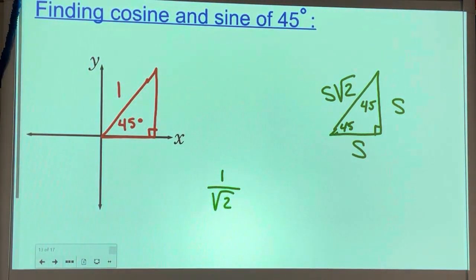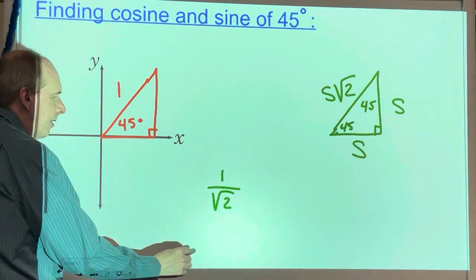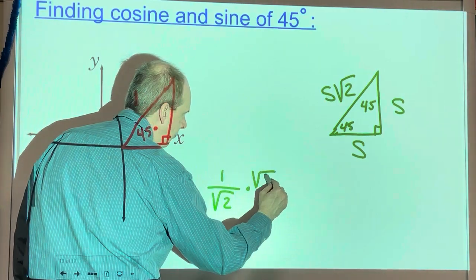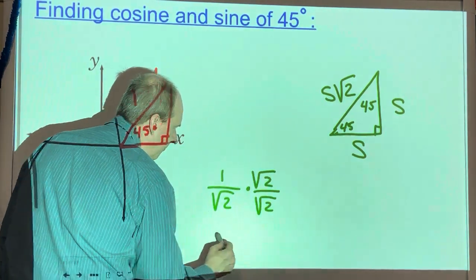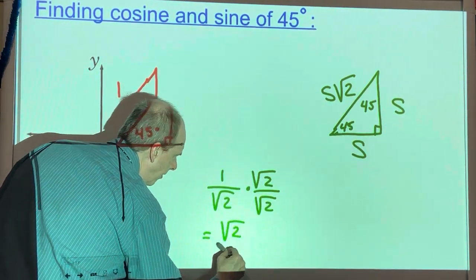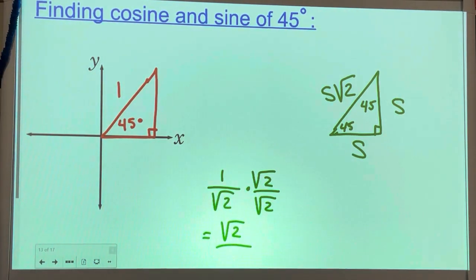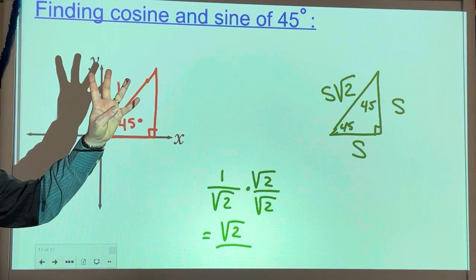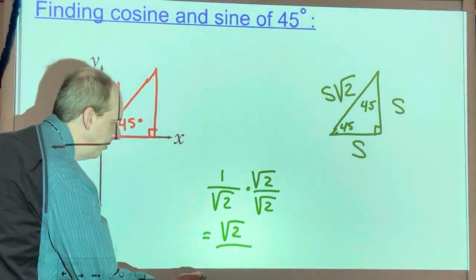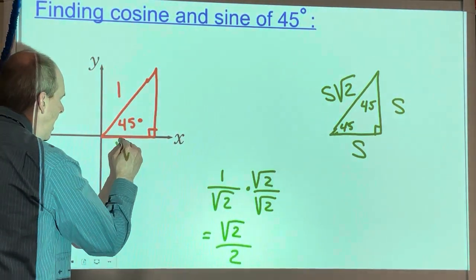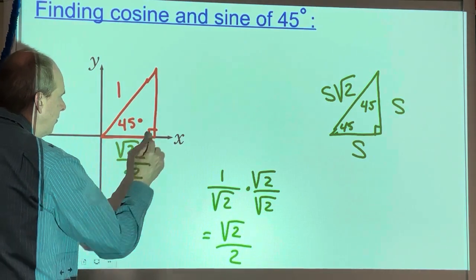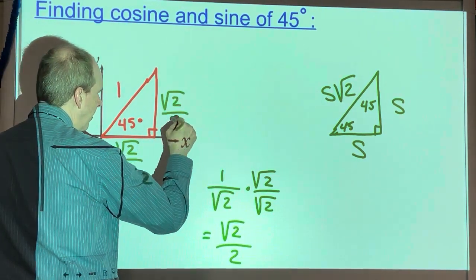And if you're thinking, we can't leave it there, Mr. Brown, it's not rationalized. You're right. You don't leave a radical in the bottom. Let's multiply by radical 2 over radical 2. So 1 radical 2, over square root of 2 times square root of 2 is square root of 4. Anybody know the square root of 4? Yeah, it's 2. So our x is radical 2 over 2. Our y is also radical 2 over 2.